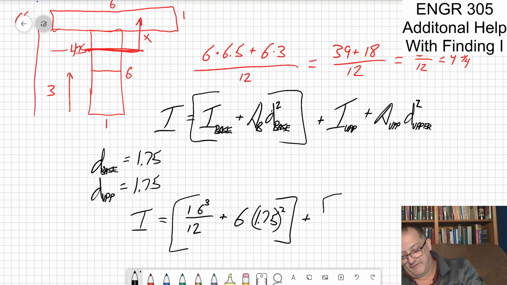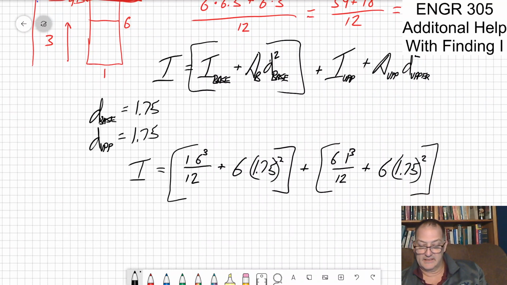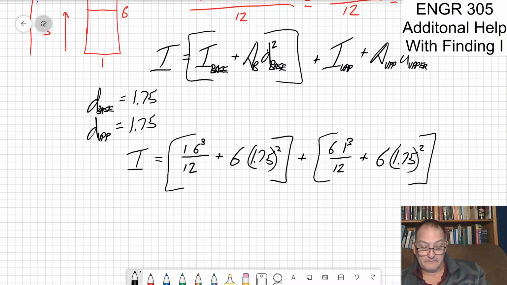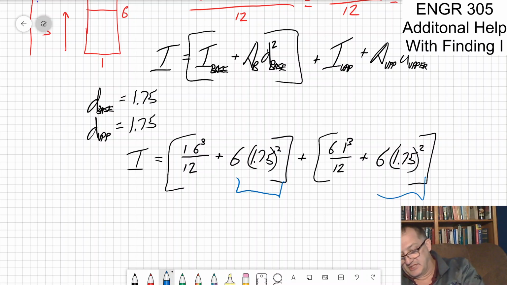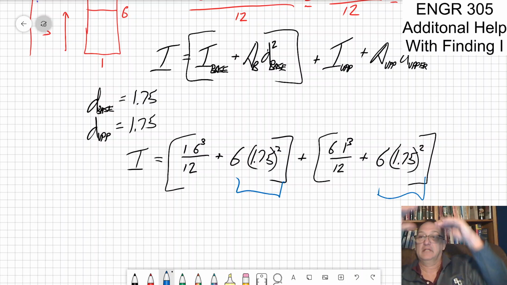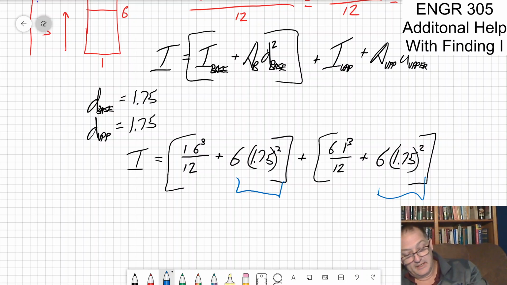Plus I for the upper is now 6 times 1 cubed divided by 12. Plus the area for the upper is the same, and the distance that the upper has to move is the same, not a plus, 1.75 squared. Now, what I want you to see is that term is the same because the area is shifted the same, because they have the same area and they shift the same amount. But this term is huge compared to this term.